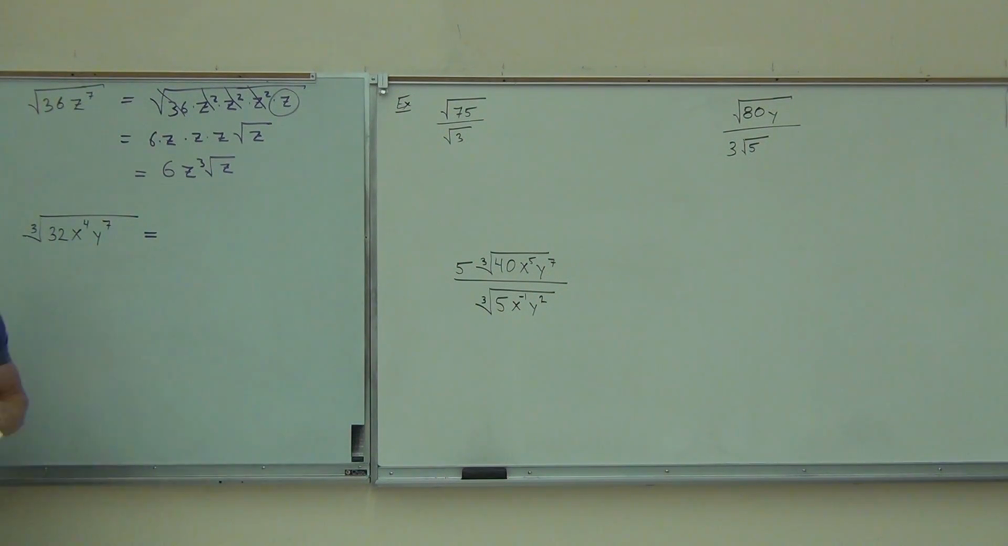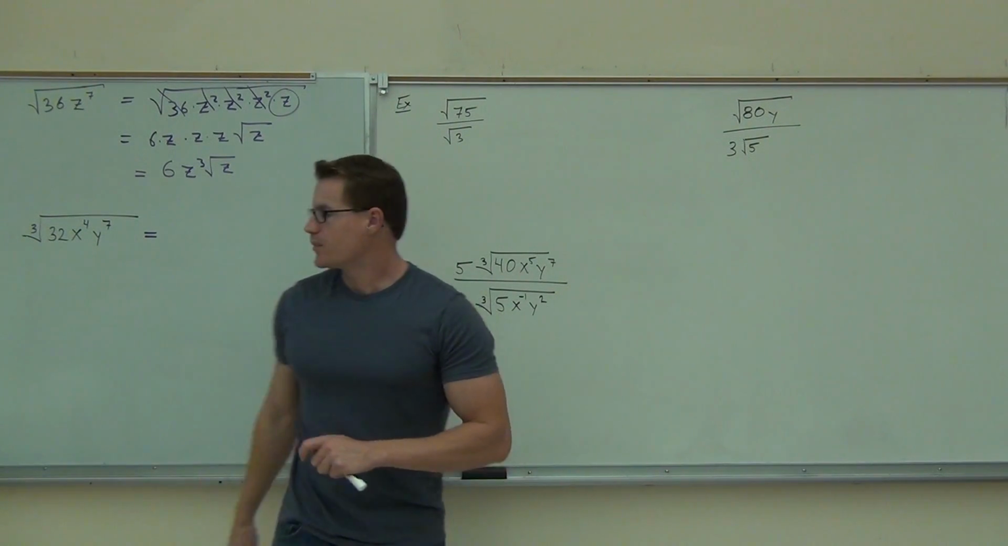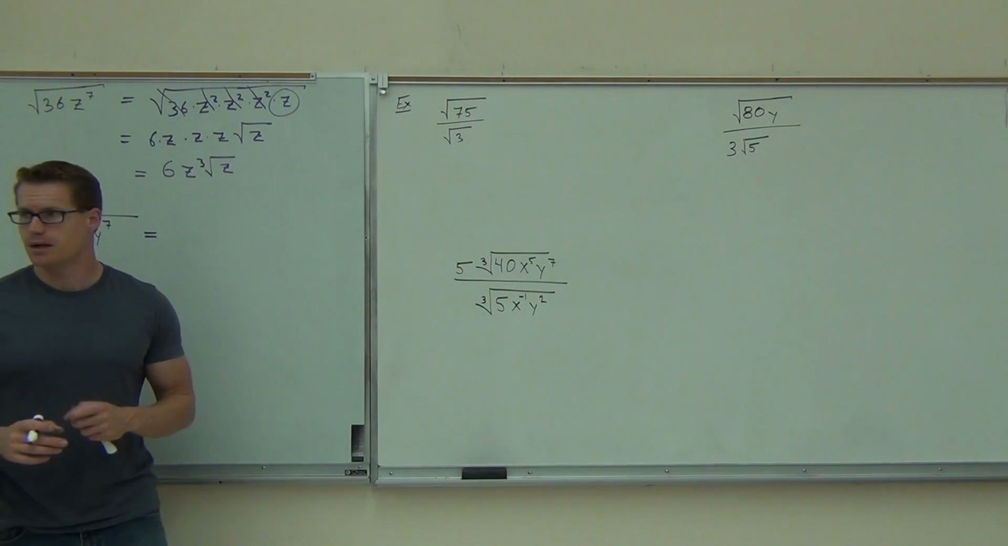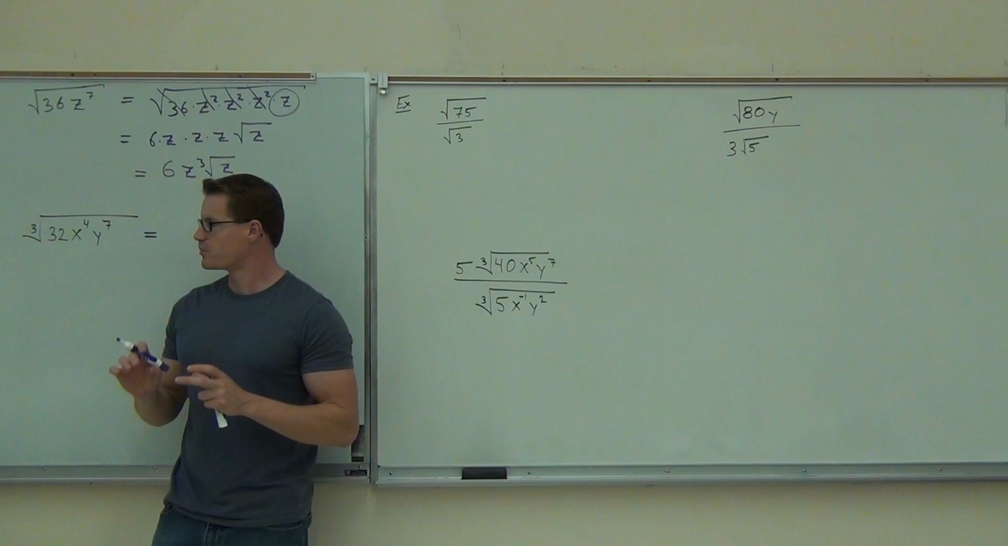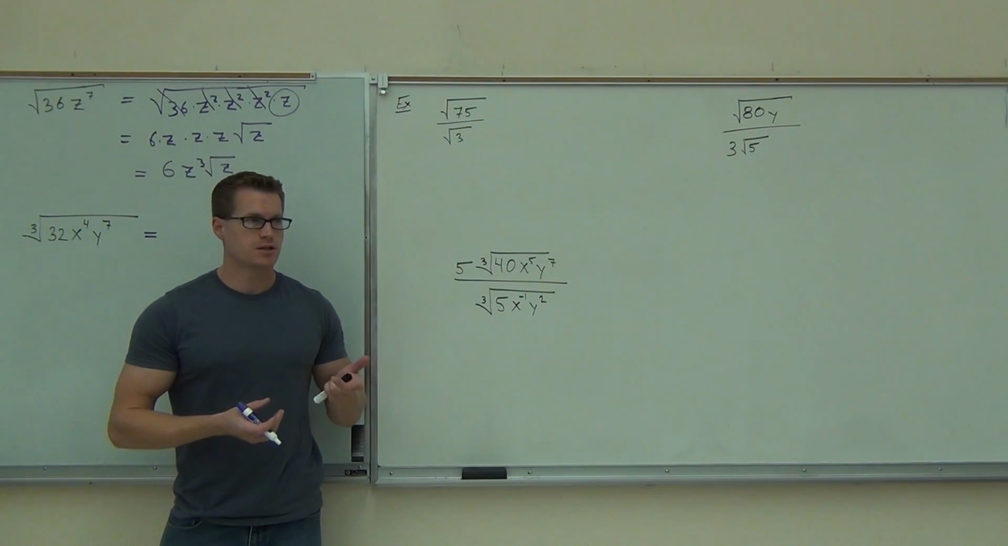Next up, cube root. Cube root of 32, x to the 4th, y to the 7th. Now we can't take a cube root of 32. That's not a perfect cube number. But we are going to think of a number that you can take the cube root of that goes into 32. Did you find that number?